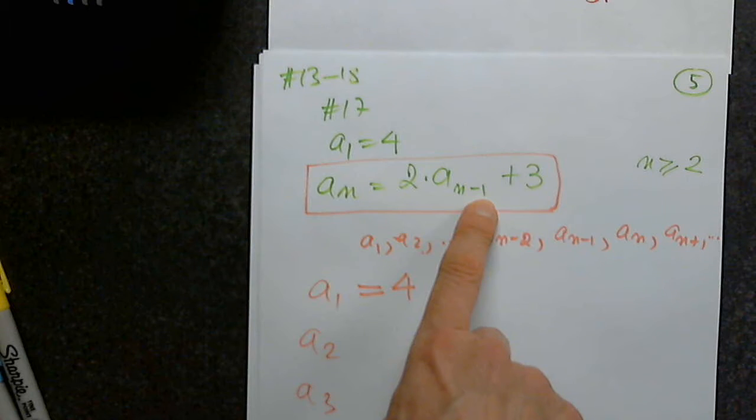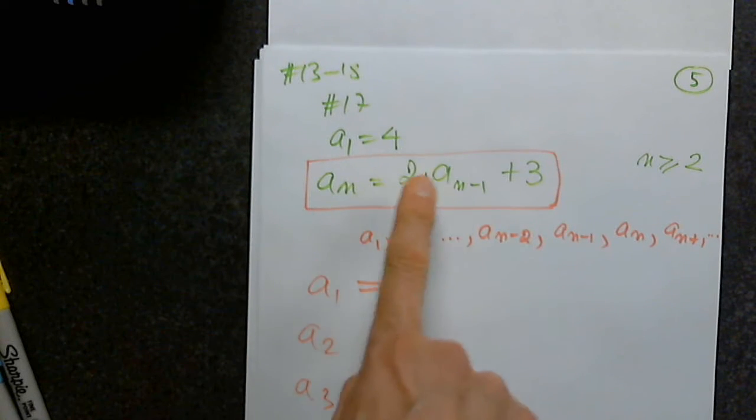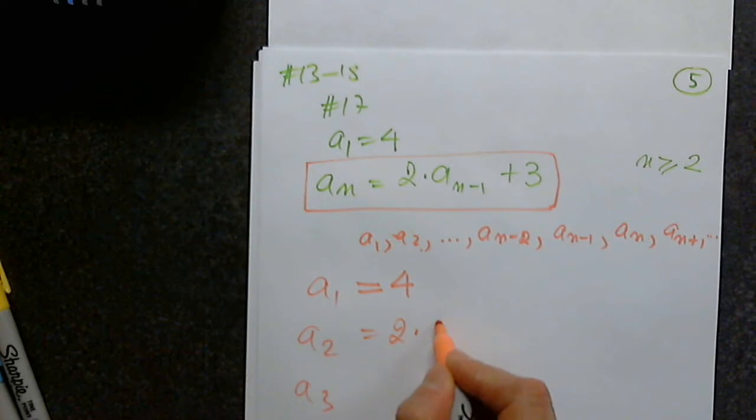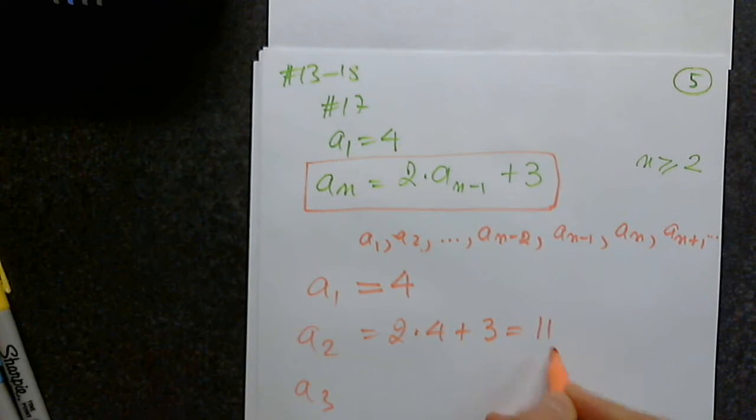A(2) minus 1 is A1. 2 times A1 plus 3. So this means 2 multiplied by 4 plus 3, which is 11.